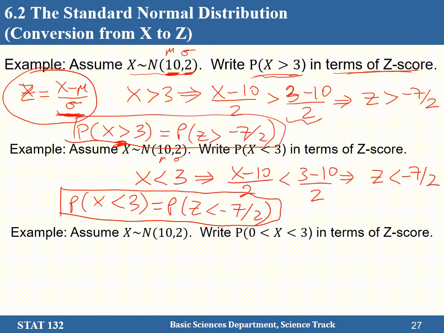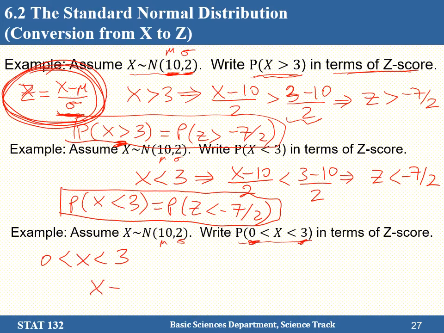Now this time we have the same distribution, but we want to write this probability in terms of Z, and we have a two-sided inequality here. So we write it the same way, X less than 3, and then we want to change it to Z by doing X minus mu divided by sigma. Mu is again 10, sigma is 2, so X minus 10 divided by 2. But you have to do the same thing to the left term and the right term.